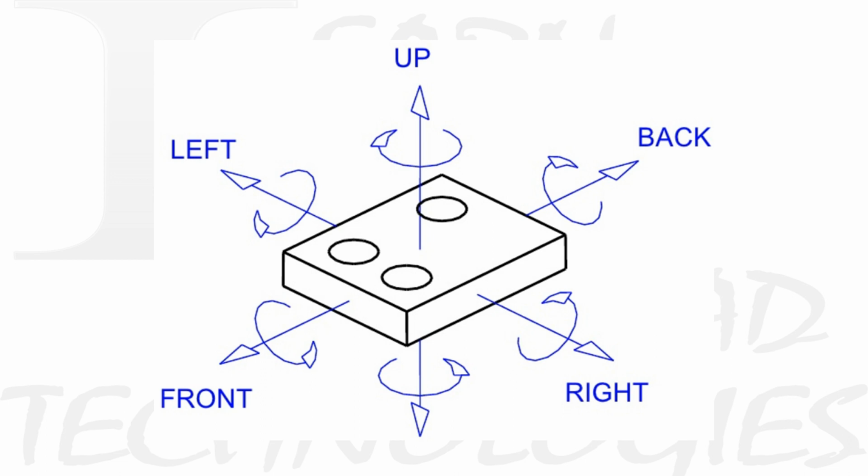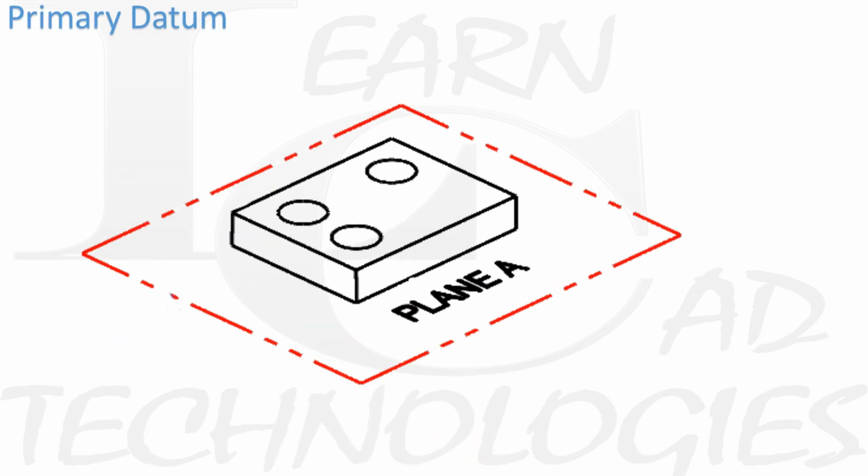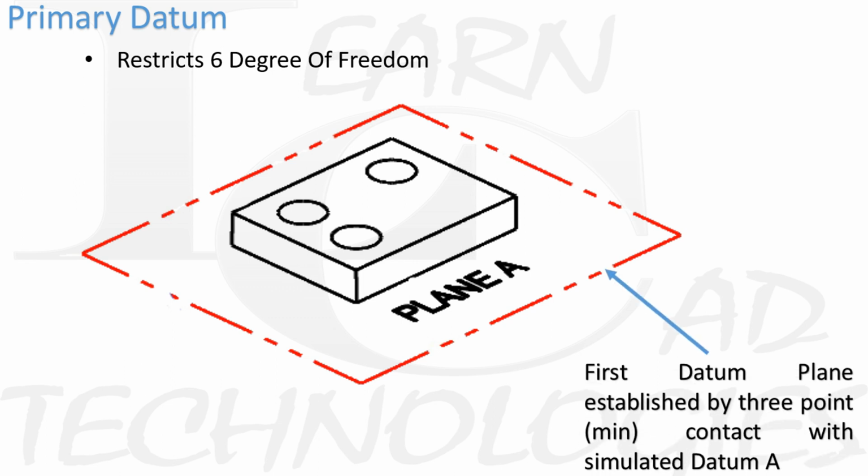So we move on to the primary datum. What is the primary datum? The primary datum consists of the XY axes, and we can say it is plane A. We see it as a 3D object. We can't do this in two dimensions; we are talking about three dimensions only. It restricts 6 degrees of freedom, and it needs a minimum of 3 points in contact to establish the datum plane.